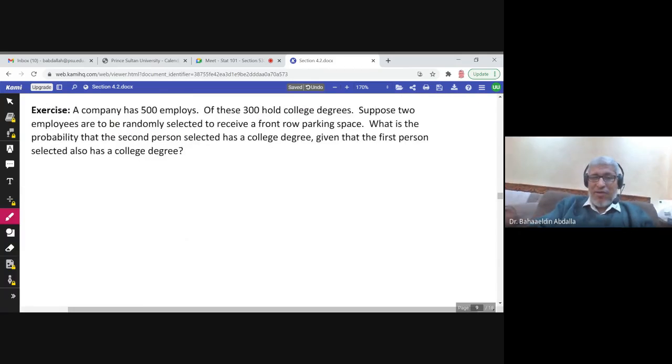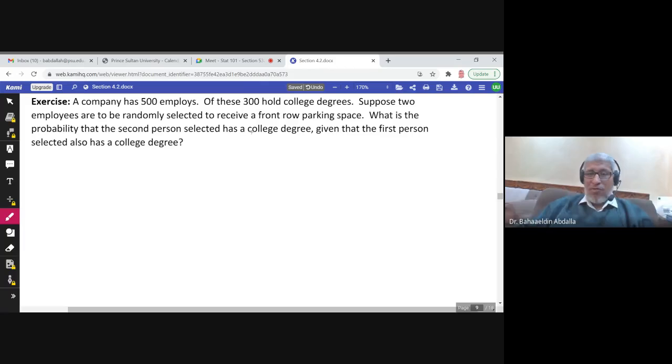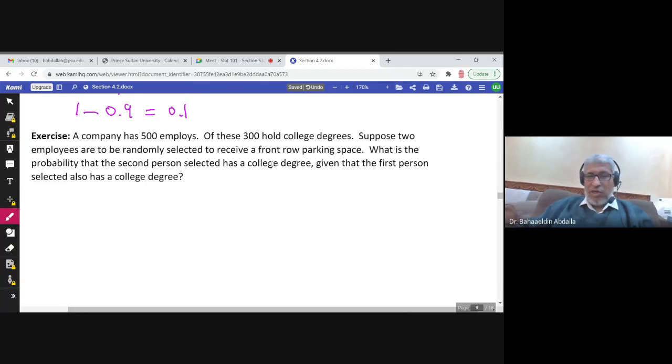Okay, another question. A company has 500 employees. Of these 500, 300 hold a college degree. Let me call college degree just capital D. Suppose two employees are to be randomly selected. So we will select two employees. Please pay attention to this exercise. They are to be randomly selected to receive a front row parking space. What is the probability that the second person selected has a college degree, given that the first person selected also has a college degree? So it's a conditional probability.